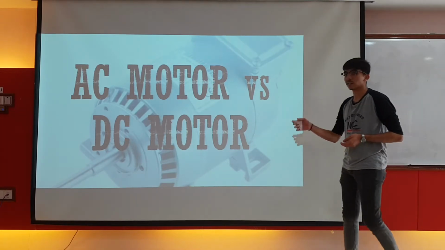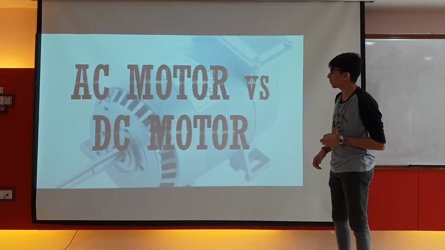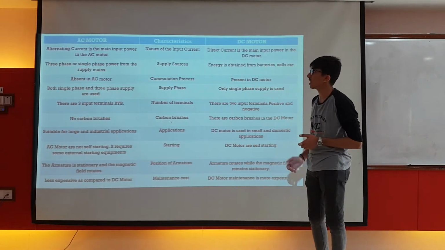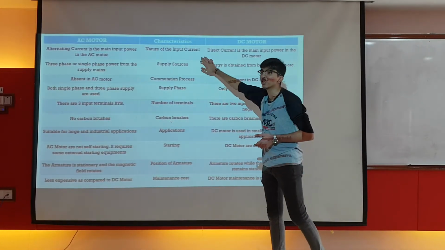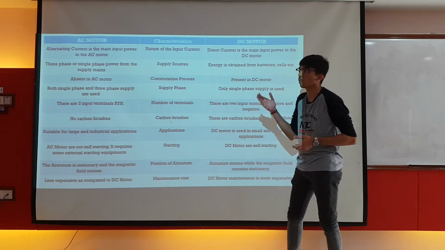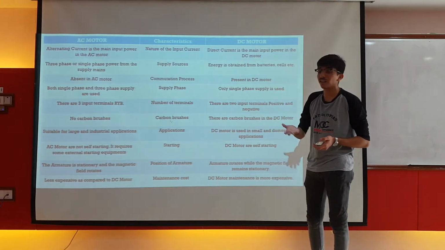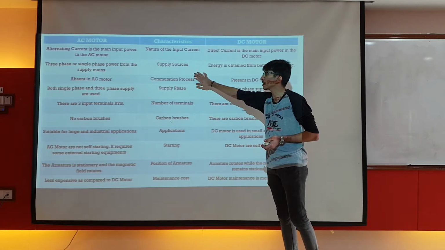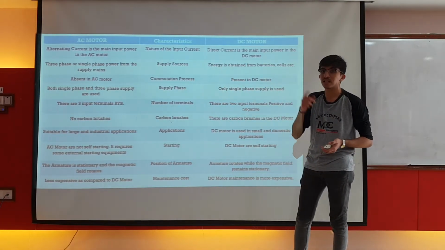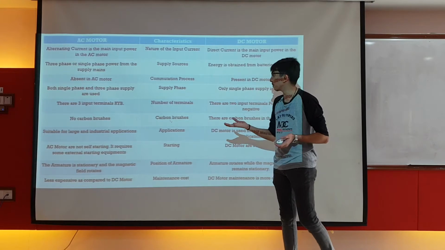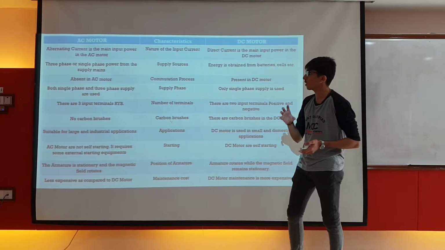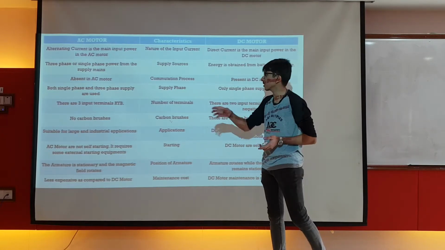So now let us look at the differences between AC and DC motors. Here we have listed down the characteristics that differentiate AC and DC motors. First is the nature of input current. AC motors work on alternating current, while DC motors work on direct current. For the supply source, for AC we can have either a single phase or three phase supply, while for DC it comes from batteries and cells, which is not considered as one phase, but a direct source.